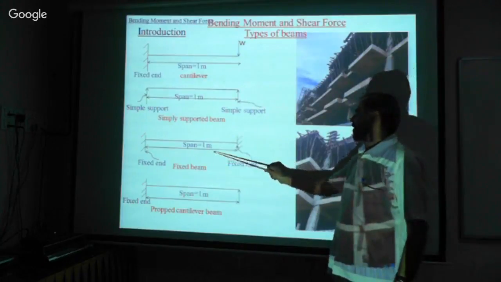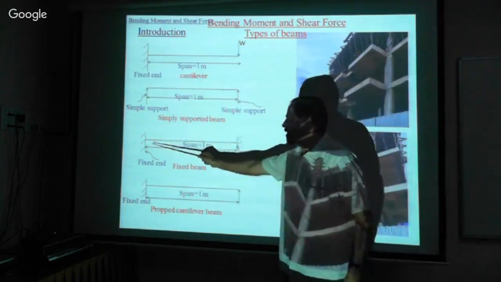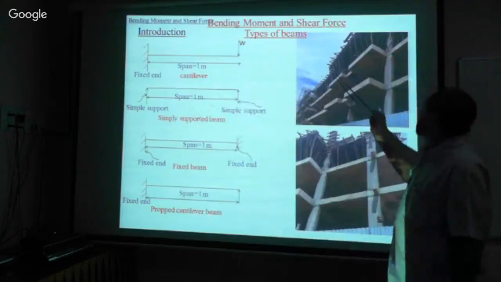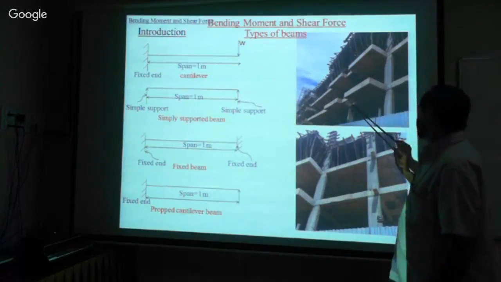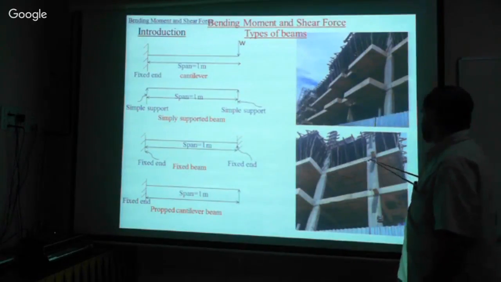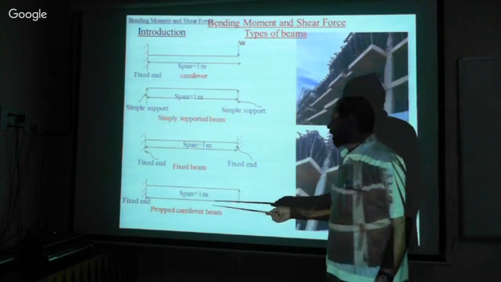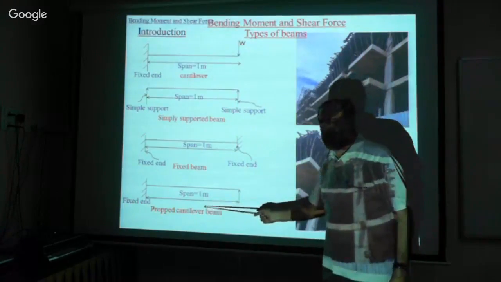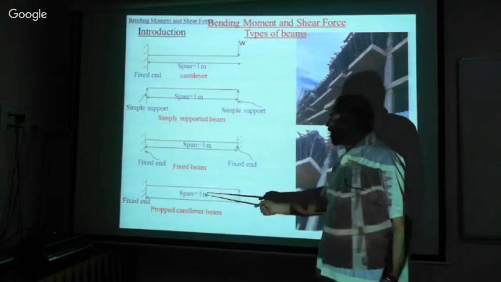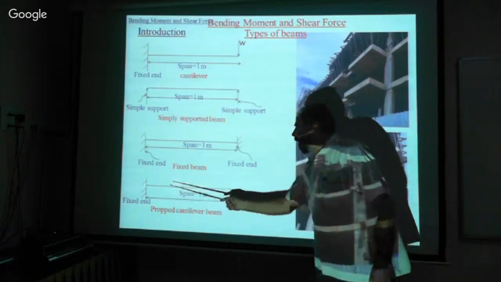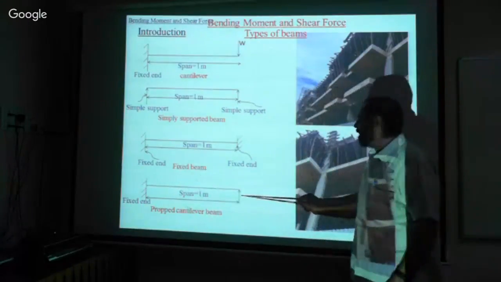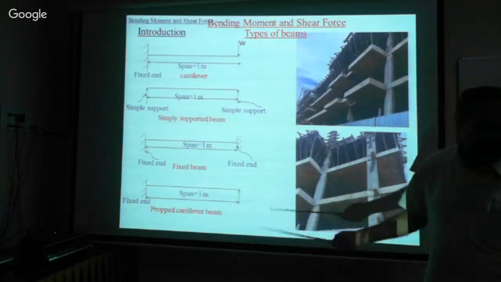Then a fixed beam. Fixed beam means both the ends are rigidly fixed. For example, this is the fixed beam, where both ends are rigidly fixed. And this is a propped cantilever. Propped cantilever means this is the cantilever beam, and this is the fixed end, and there is a simple support.